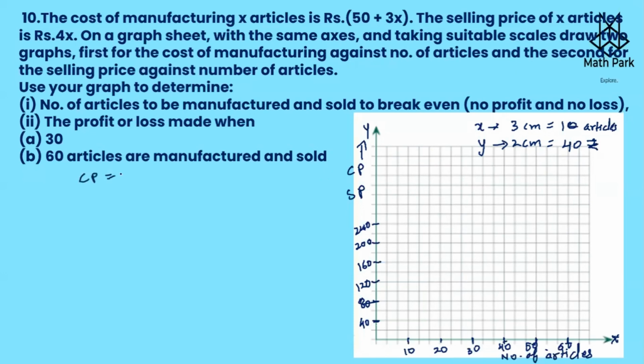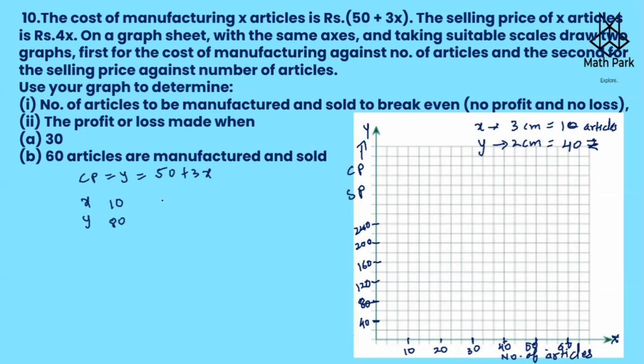So let us take CP is equal to y, which is equal to 50 plus 3x. So let us take the points for this. x and y, minimum 3 points are needed. If you take x is equal to 10, then 3 times 10 is 30. 30 plus 50, we get y is equal to 80.